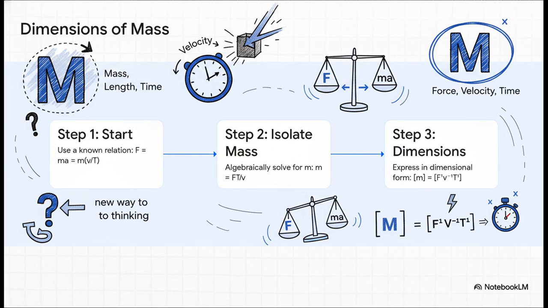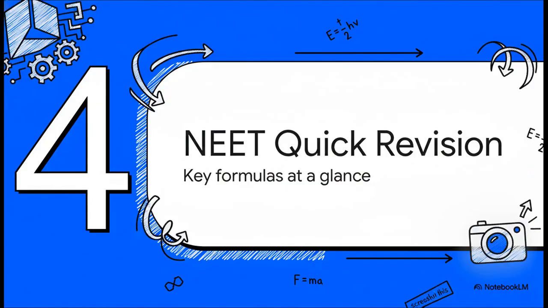Just start with an equation you already know, like F equals ma. Rearrange it to solve for m, and then just express it using the new fundamental units. And you find that in this system, mass has the dimensions of F^1 V^-1 T^1. All right, we've covered a ton of ground, so let's wrap it all up in our final section, the NEET Quick Revision.